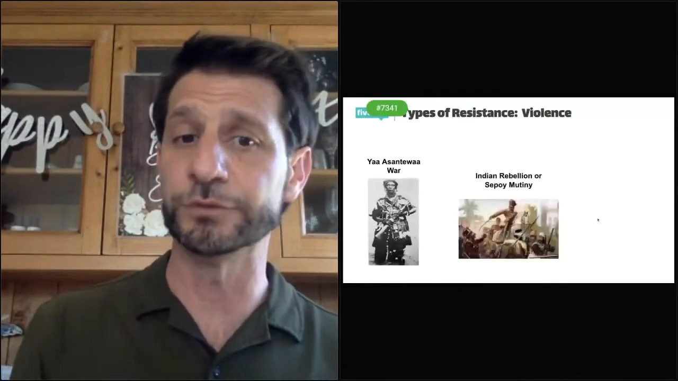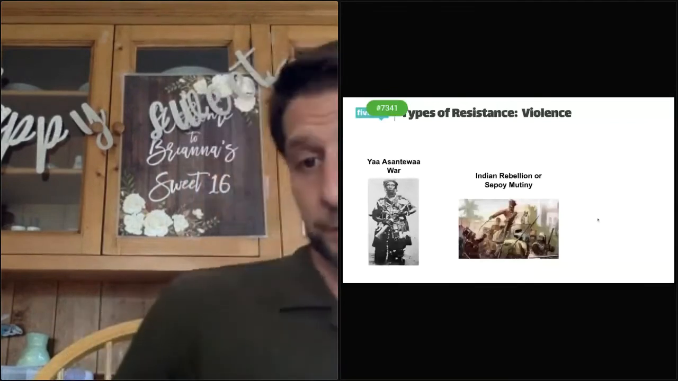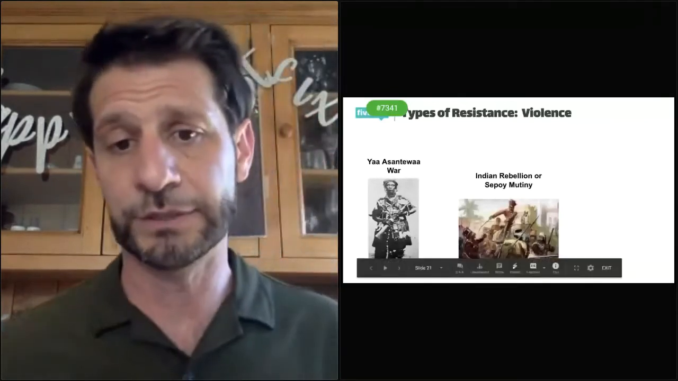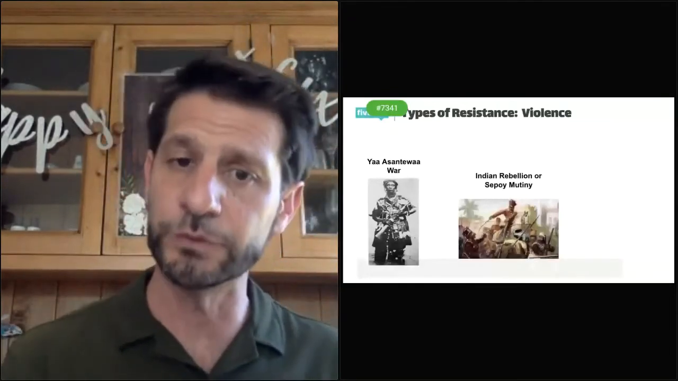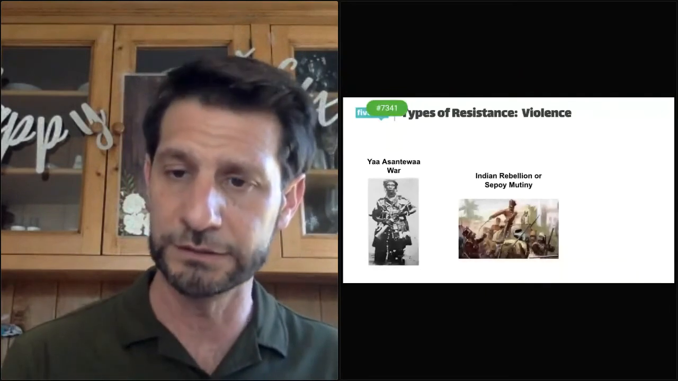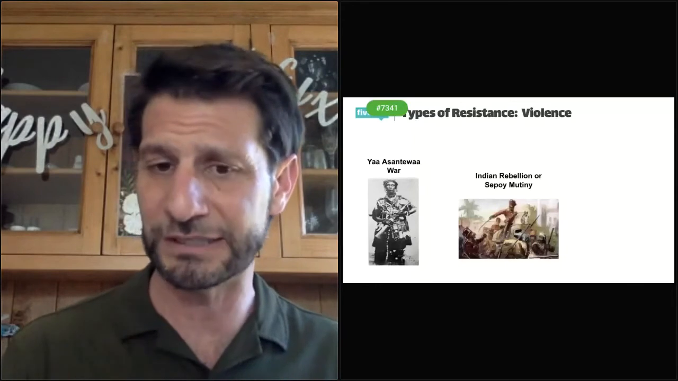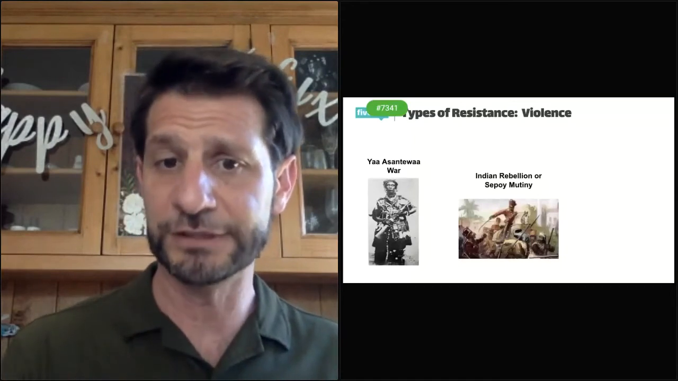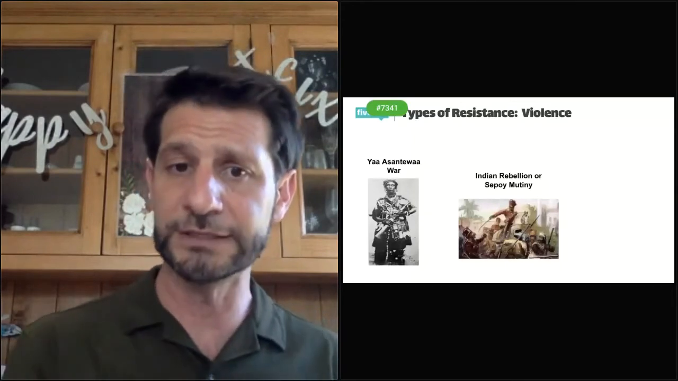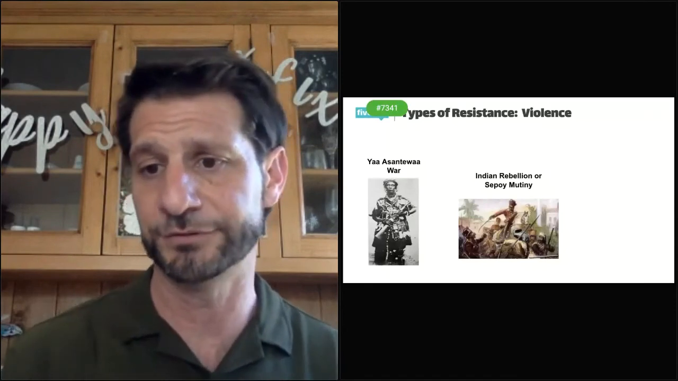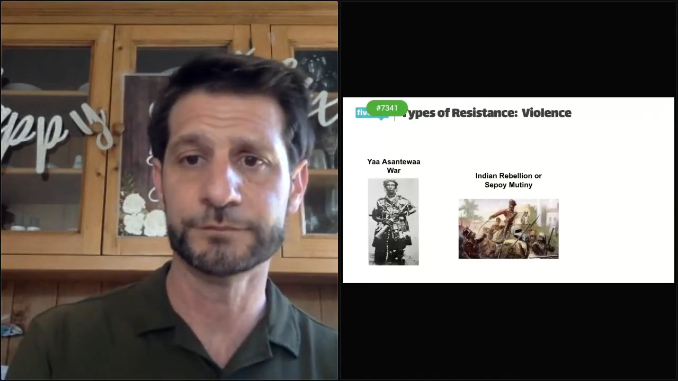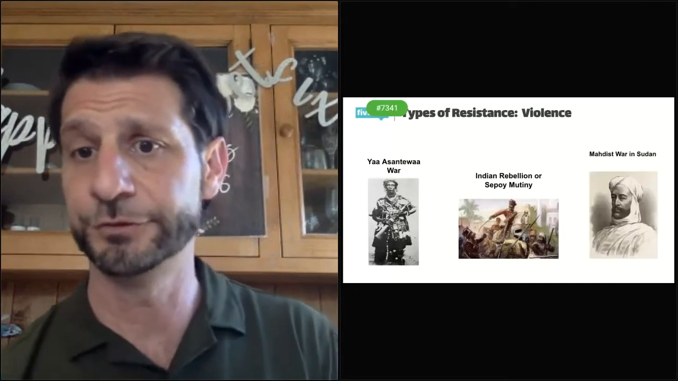Then there was the Indian Rebellion, or what's known as the Sepoy Mutiny. Out in that area, what happened was the British had been taking away more and more power locally, okay, from local Brahmins, who were sort of like the priestly class of that area. And that eventually led to a rebellion in which both Muslims and Hindus fought back against the British of that time period. There was also the Mahdist War in the Sudan.